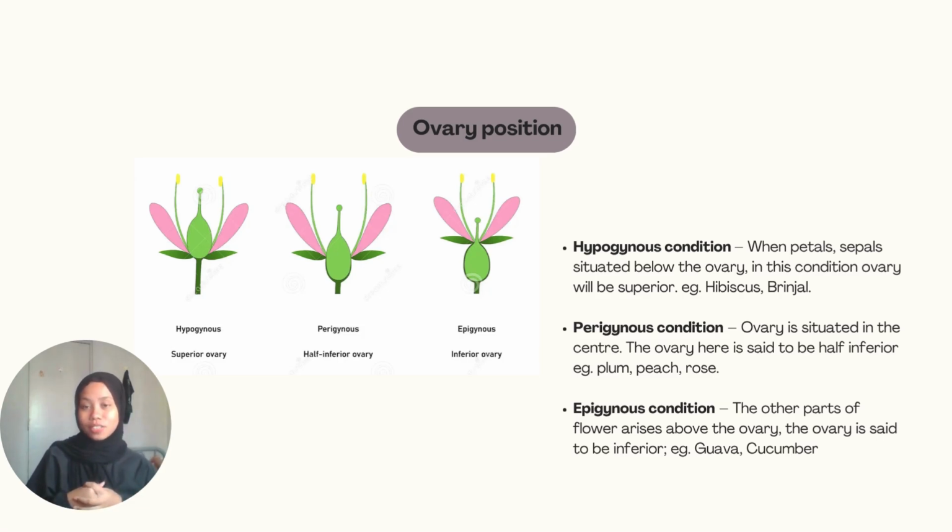Now let's look at ovary position in flowers. First, we have the hypogynous condition where petals and sepals are attached below the ovary. So the ovary is superior. You can see this in flowers like hibiscus and brinjal. Next is the perigynous condition where the ovary sits in the center, making it half inferior. Examples are plum, peach, and rose. And lastly, the epigynous condition where the other flower parts appear above the ovary. That means the ovary is inferior, like in guava and cucumber.